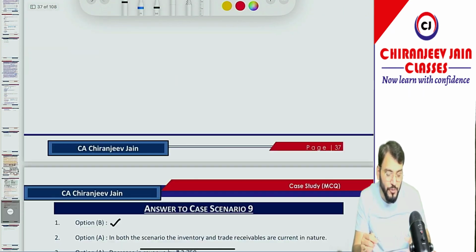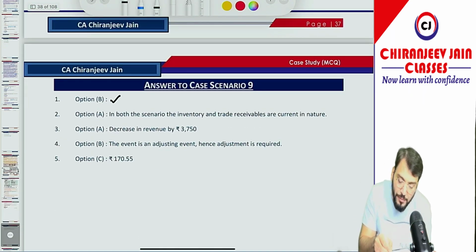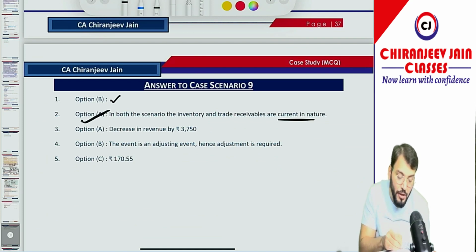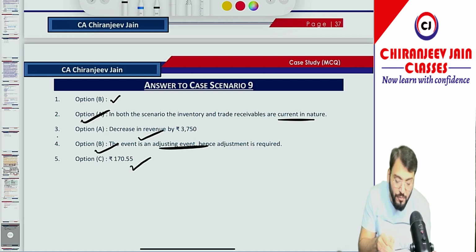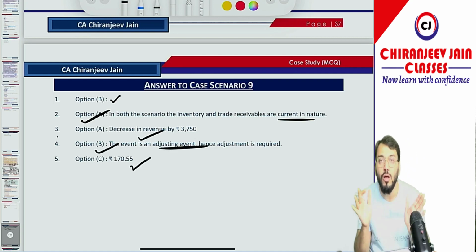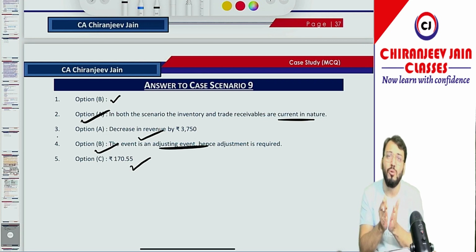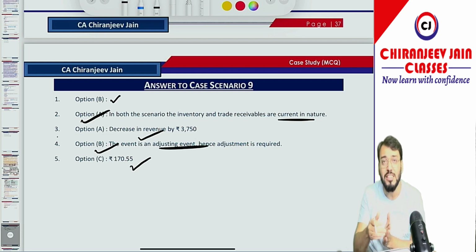For 2 we have taken that both are correct. Yes, this is also correct. For 3 we have taken decrease in revenue. This is also correct. For 4 we have taken option number B, adjusting event. And for 5 we have taken 170.55. So all options are correct.